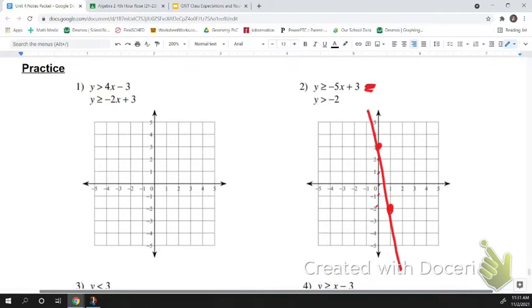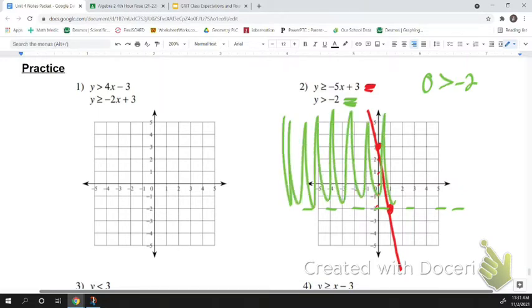How do I graph the second one? Y is greater than -2. What's that? A horizontal, and it's going to be a dashed line at y is -2. If I test the point for that one, is 0 greater than -2? Is that true? Yeah. It sure is, so I'm going to shade that.